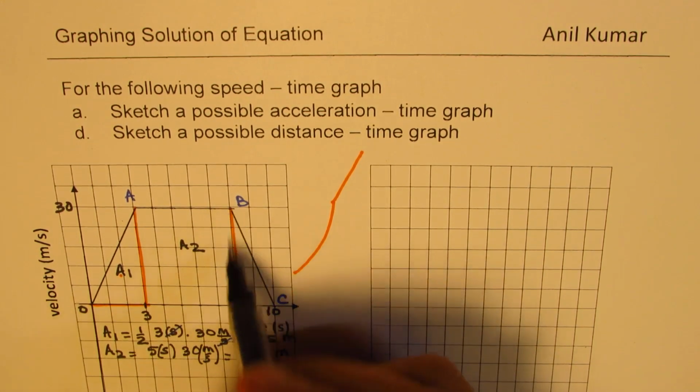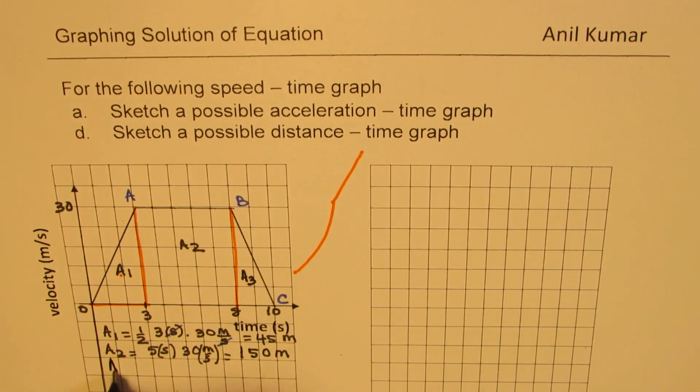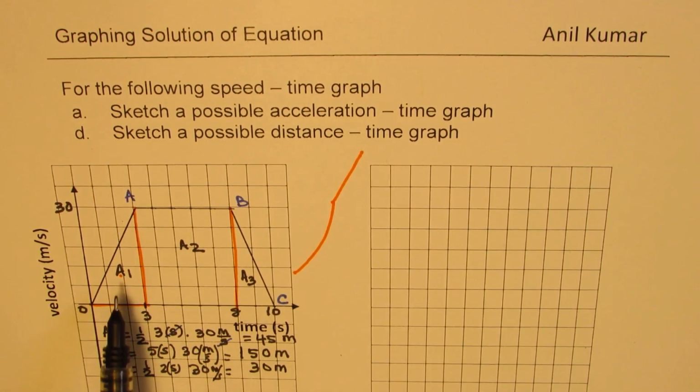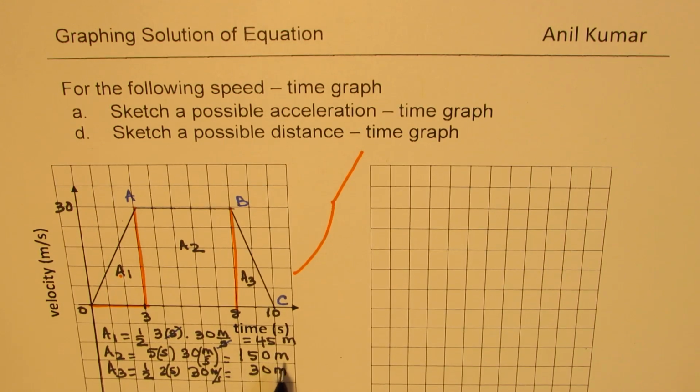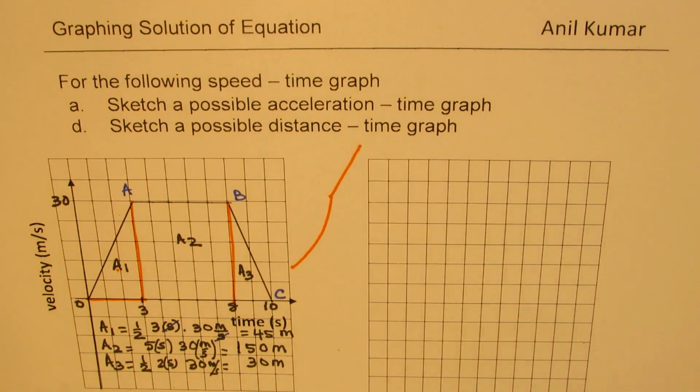Now the third area, A3, let's calculate this distance also. It is a triangle, half, base is 2 seconds, right, 2 seconds, times height, which is again 30 meters per second. So 2 and 2 cancel and we get 30 meters. So we get 45 meters in the first leg, 150 meters in the second, and 30 meters in the third leg, right? So the distance is always increasing.